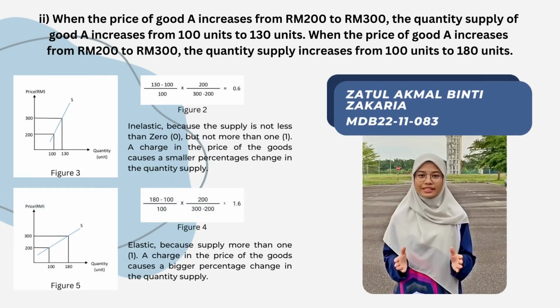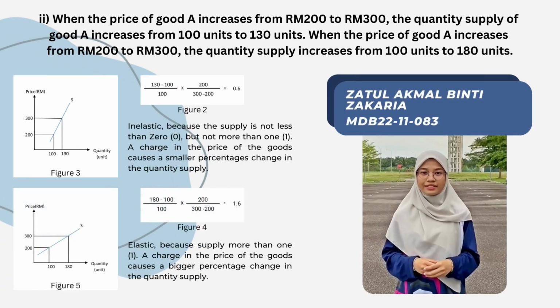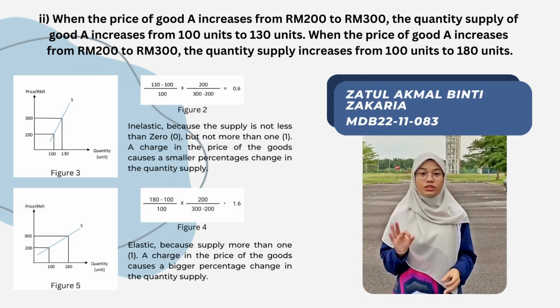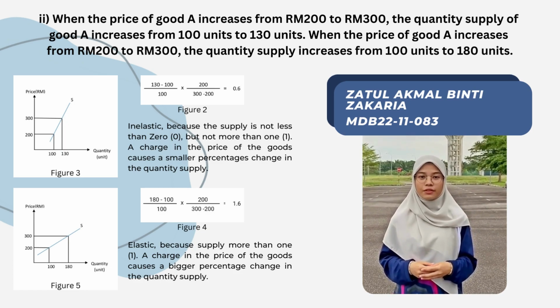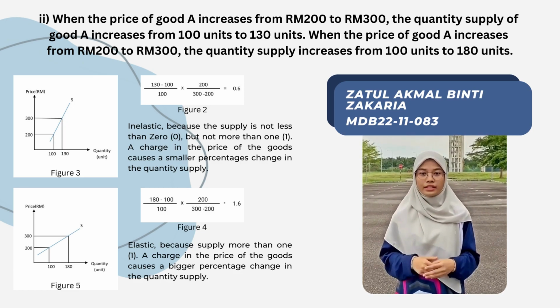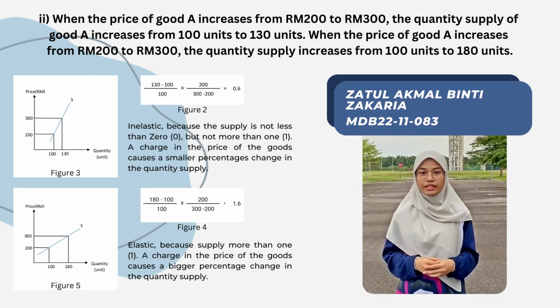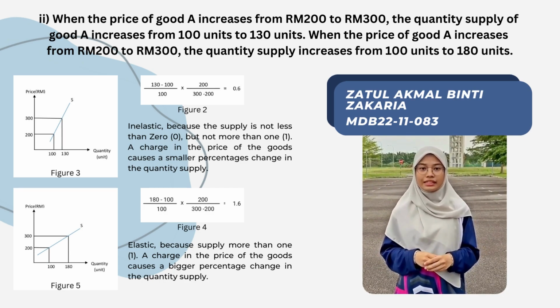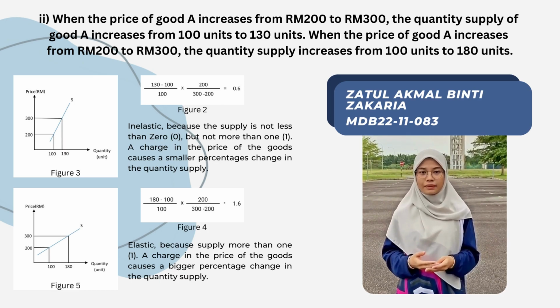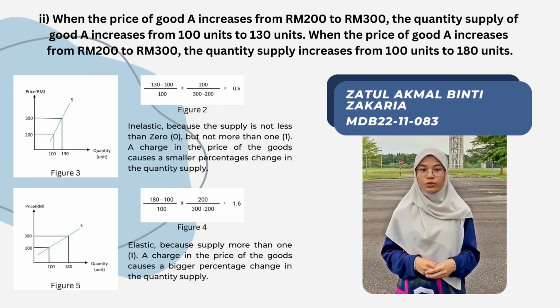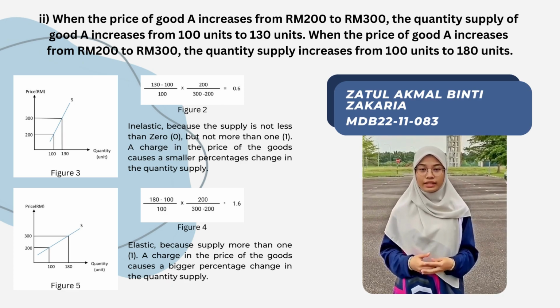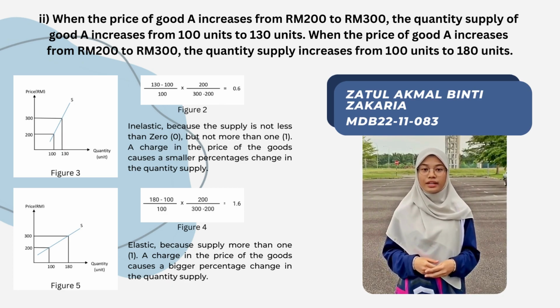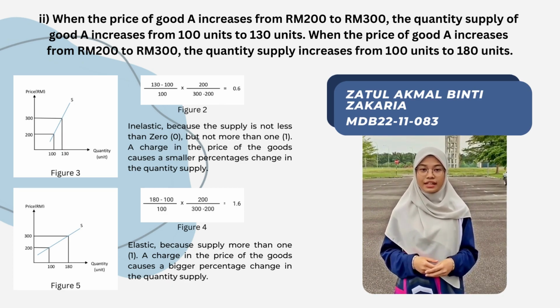Move on to the next question. When the price of good A increased from 200 ringgit to 300 ringgit, the quantity supply of good A increased from 100 unit to 130 unit. So how to get the answer? Firstly, list the detail needed. The old quantity supply is 100 unit. The new quantity supply is 130 unit. The old price is 200 ringgit. The new price is 300 ringgit.